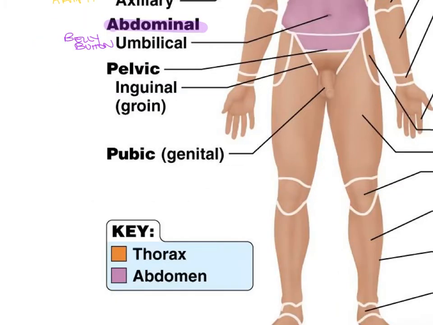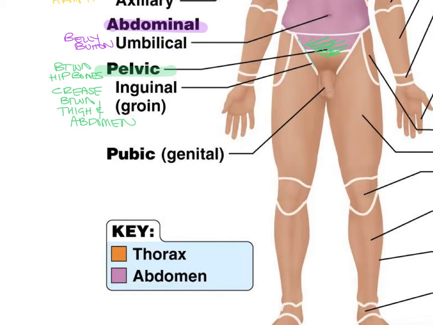Okay, next we're moving on to the pelvic region. The pelvic region is the area between your hip bones. Okay, so the area between your hip bones there is known as the pelvic region. And the inguinal is the groin. So a lot of times we can call that the crease between your thigh and abdomen.